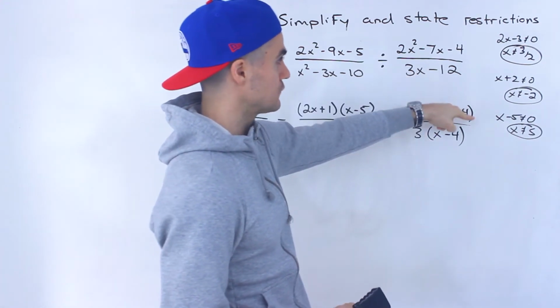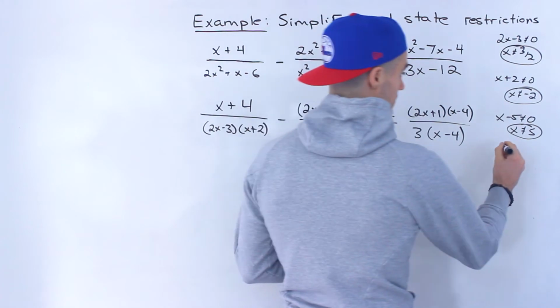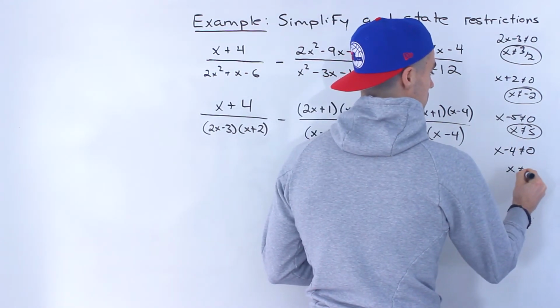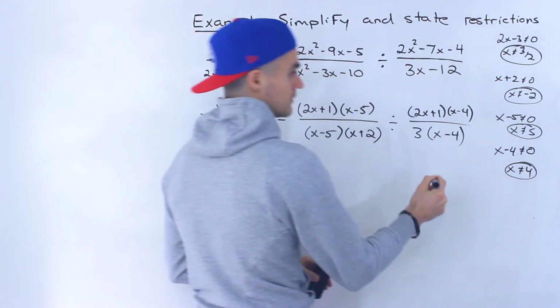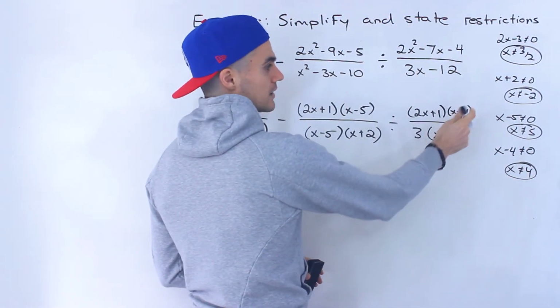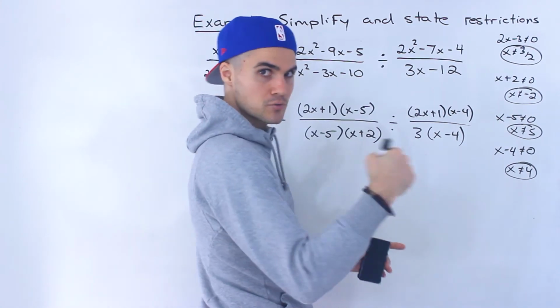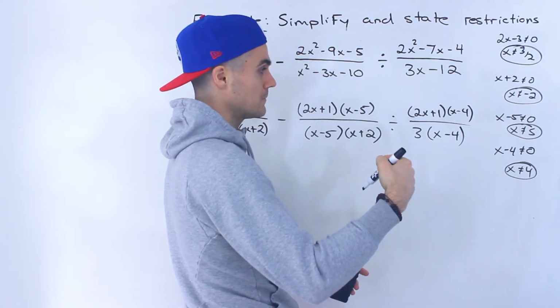So the x minus 4, actually we didn't take care of x minus 4, I thought we did. So x minus 4 cannot equal 0, so x cannot equal positive 4. That's here and here. Both of these are going to cancel out, but it's still a restriction, right? We get the restrictions before simplifying, remember?